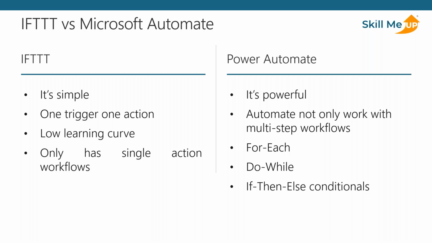Now, let me talk about Power Automate. Power Automate is the more powerful of both tools. Power Automate not only works with multi-step workflows. Microsoft has designed it for each, while, and if. You can add if-then-else conditions, which make it the most powerful low-code automation tool on the market.